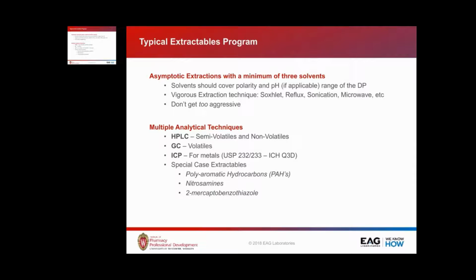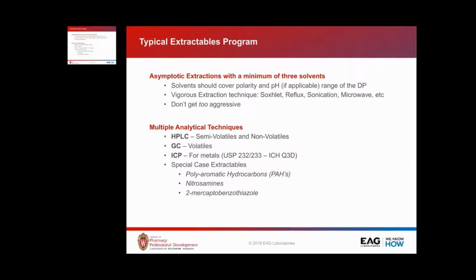You're then going to analyze those extracts by a variety of analytical techniques. HPLC, looking for potentially semi-volatiles, non-volatiles. Again, this is typically using HPLC mass spec. Using GC mass spec, looking for volatile compounds. ICP for metals. And I'll talk a little bit here about USP 232, 233, and ICH Q3D compliance. How do we do that from extractables and leachables, and can we build that into being compliant with ICH or USP?